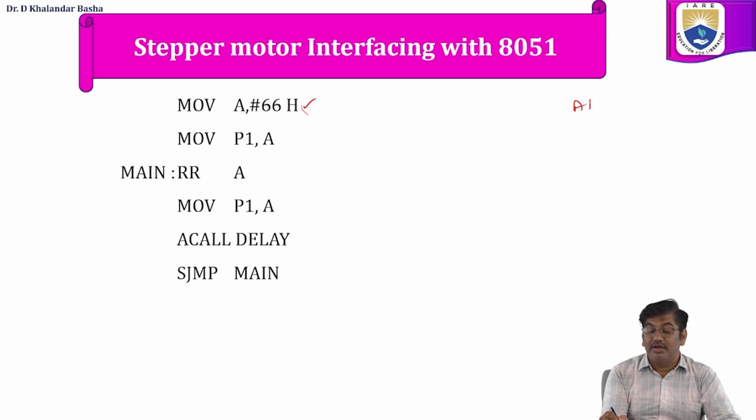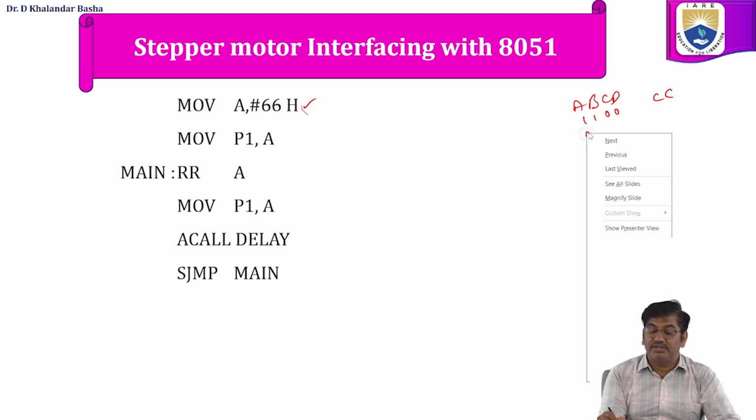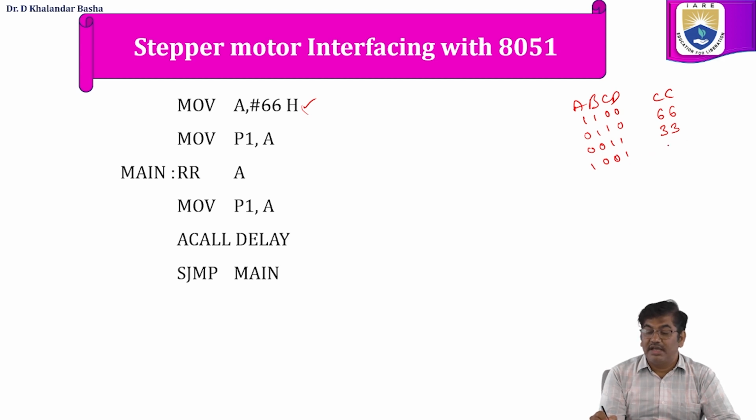This pattern we can write as ABCD excitation as 1100, which is CC. For exciting starting as BC, we are going to load the data 66. If you are giving the excitation initially for CD, the excitation pulse we have to give is 33H initially. If you are giving A and D as excitation, then we have to load with 99H.